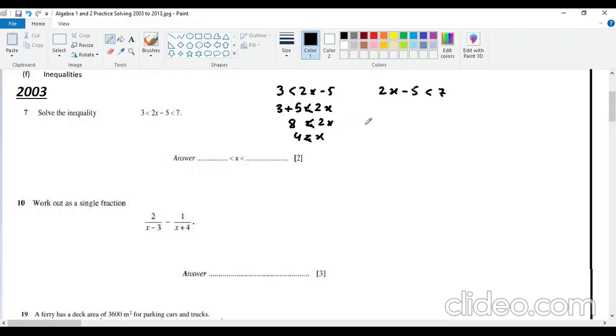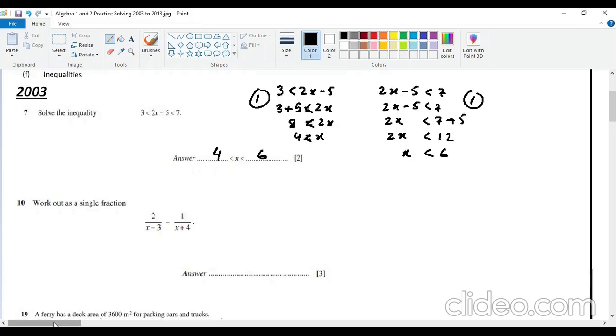When it comes to 2x minus 5 less than 7, what I will do is take the negative 5 to the other side and make it a positive 5. So 2x is less than 12. That means x is less than 6. So in the paper, when we are writing, we are going to write 4 is less than x and x is less than 6. So this is going to be your final answer. For this working, each part is going to give you 1 mark, one for this one and another for this one, because this is a 2 marks question.